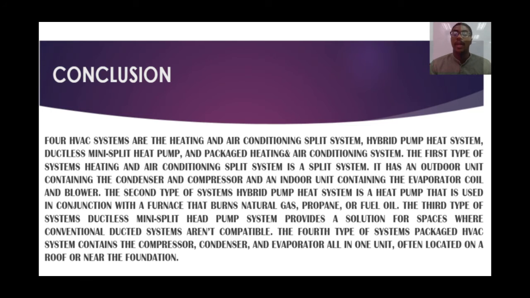The first type of system, heating and air conditioning, is a split system. It has an outdoor unit containing the condenser and compressor, and an indoor unit containing the evaporator coil and blower. The second type of system, hybrid heat pump system, is a heat pump which is utilized in conjunction with a furnace that burns natural gas, fuel oil, or propane.